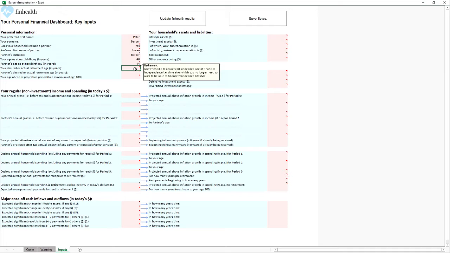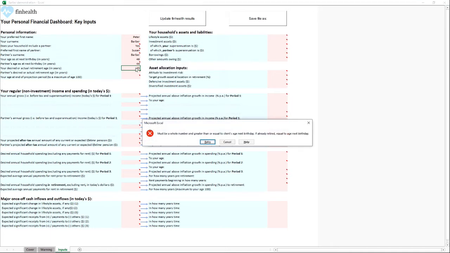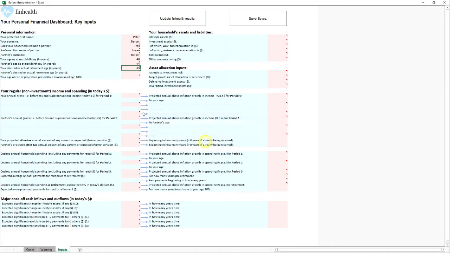Now, Pete has a desired age for retirement at 65, but what if he accidentally inputs an age before his next birthday, say 43? Immediately an error message comes up and you can either cancel or retry. The age must be greater than or equal to his age next birthday, or if already retired, equal to age next birthday. So we'll retry that and put in 65.